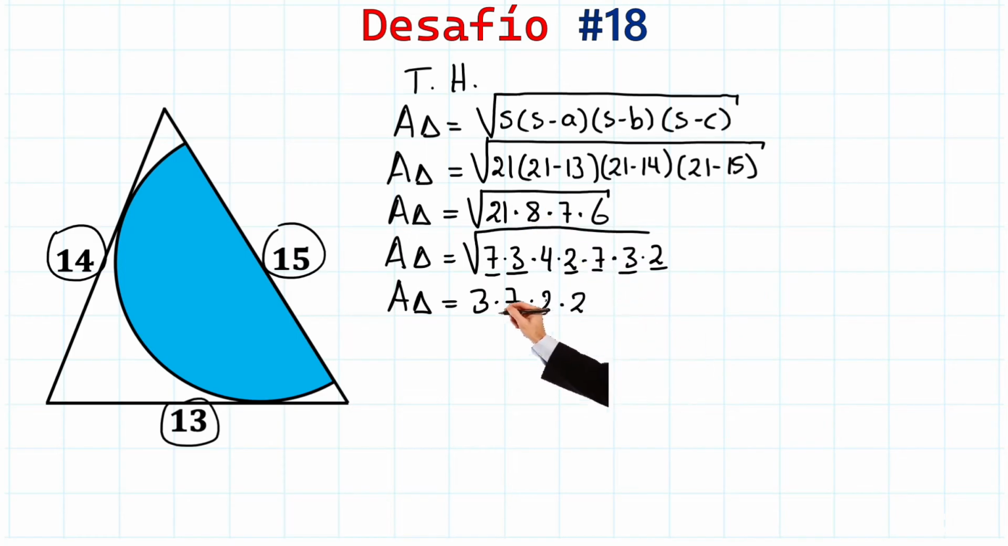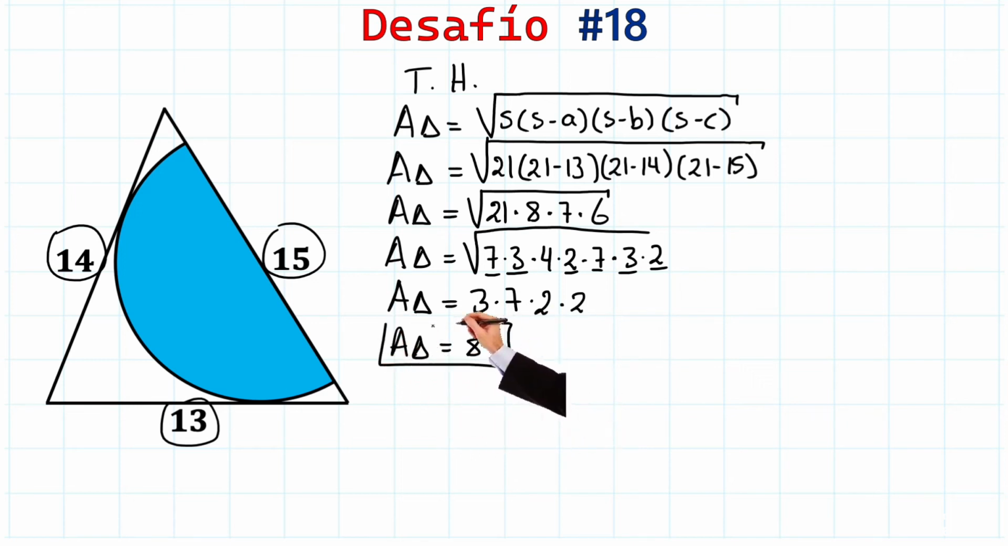So this here had an exact square root, which is 3 times 7 times 4 times 2. 3 times 7 is 21. 21 times 2 is 42. And 42 times 2 is 84. The area of the triangle, ladies and gentlemen, is 84. Fascinating. We have the area of the triangle over here using Heron's theorem.